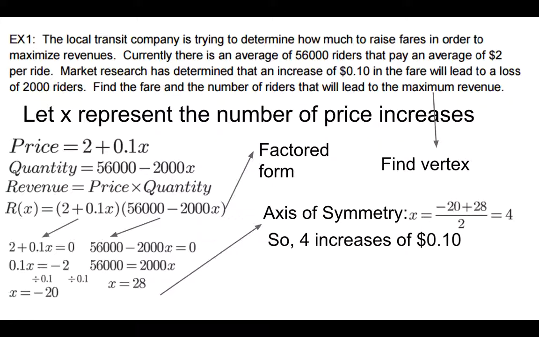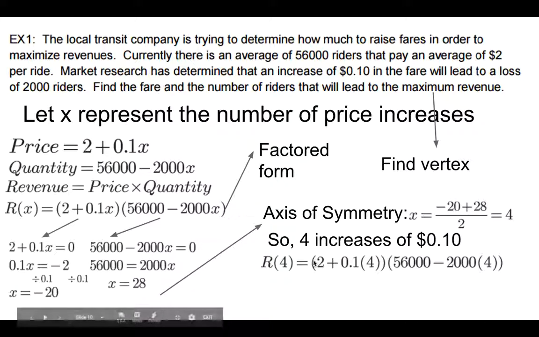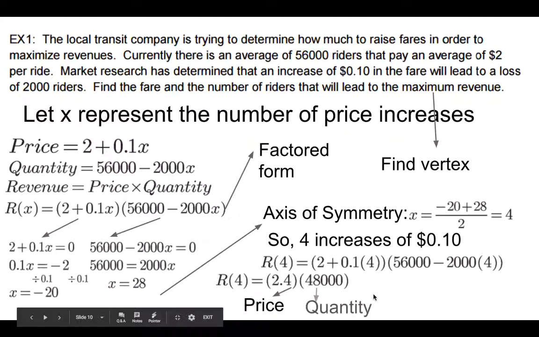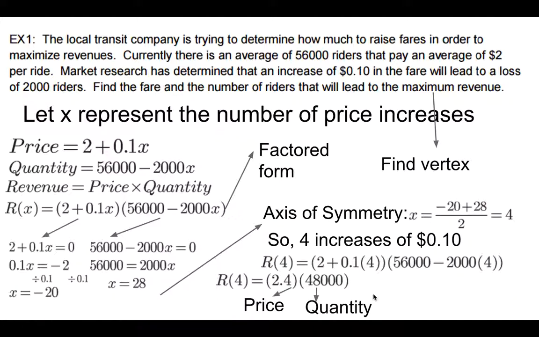And then if you sub in 4, you connect it back to the question, that 4 is the price increases. So price increases of 10 cents. So we're going to raise the price by 40 cents. So we're going to end up with a $2.40 wage. And we're going to lose 8,000 riders. So we're going to have 48,000 riders. The price and the quantity are right there. And then if you wanted the maximum revenue, you could just multiply them together and get the 115,200.